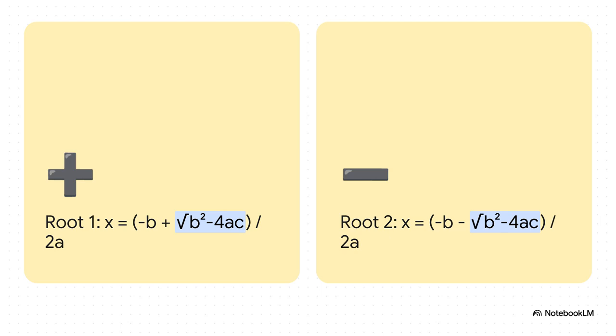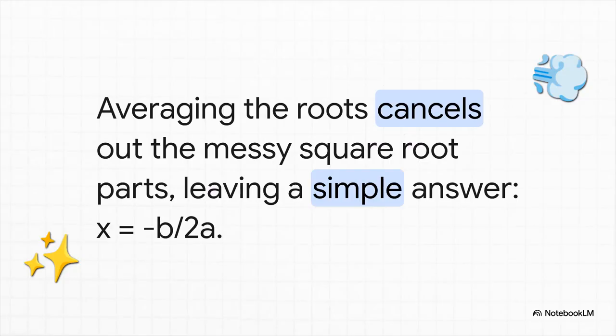That's the symmetry right there in the formula. So, to find the point that's exactly in the middle of the 2 roots, all we have to do is average them. And here's the magic. When you add them together, that plus square root part and that minus square root part, they just completely cancel each other out. Poof! All the complicated stuff vanishes, and we're left with something incredibly simple that cleans right up to, you guessed it, x equals negative b over 2a.